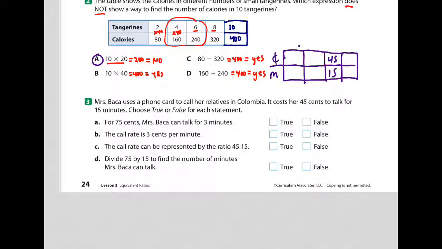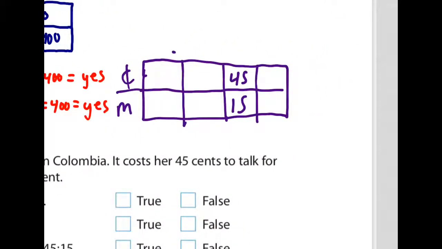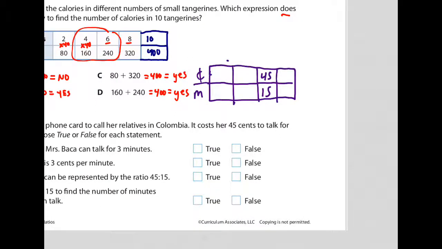So A says, for 75 cents, Mrs. Baca can talk for 3 minutes. Now, I have no idea yet, but here's what I am going to do. I notice that 15 times 3 is 45 cents, right? So whatever the minutes are, you multiply by 3 to get the cents. So what I'm going to do is I'm going to figure out some other ratios. For example, what if you have 1 minute? Well, multiply by 3, that should cost 3 cents.